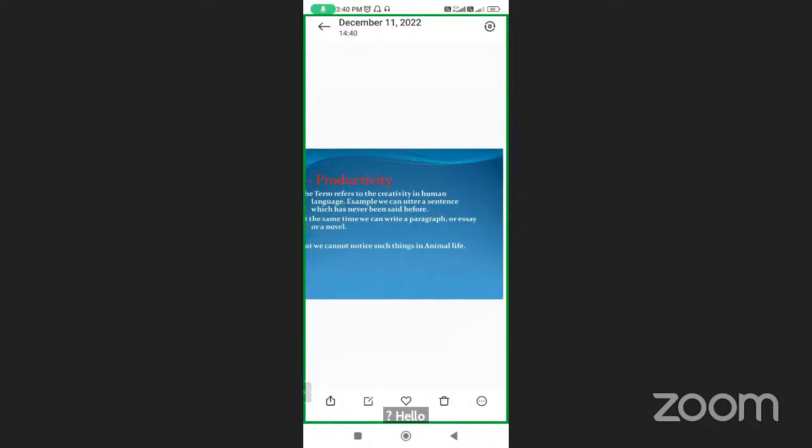Now let's move to the next, that is productivity. Productivity simply means where human beings have creativity, right? Productivity is actually somehow equal to creativity, where we can produce something. If it is repeated or even following certain theory or rules, that is also called productivity. But humans can do this. The term refers to the creativity in human language, but it's not there in animal language.